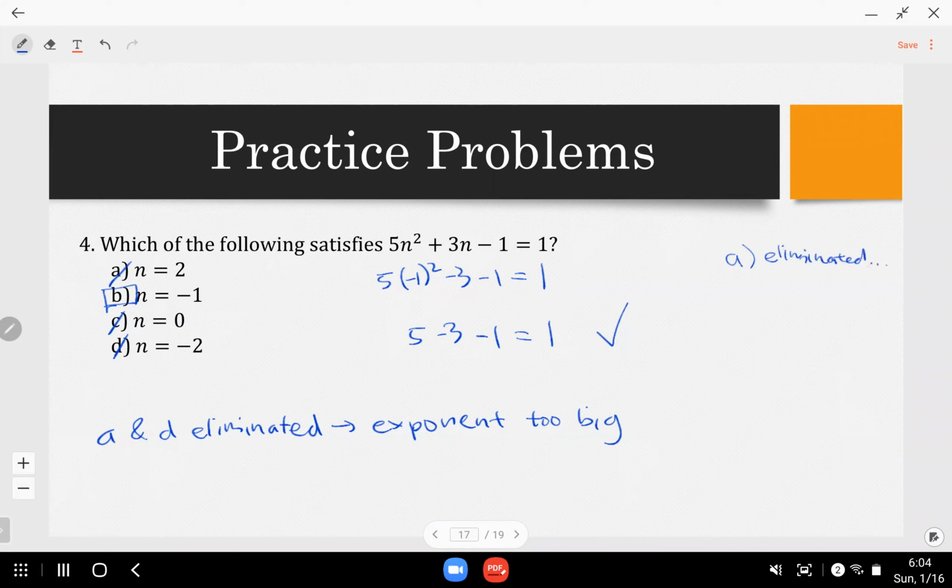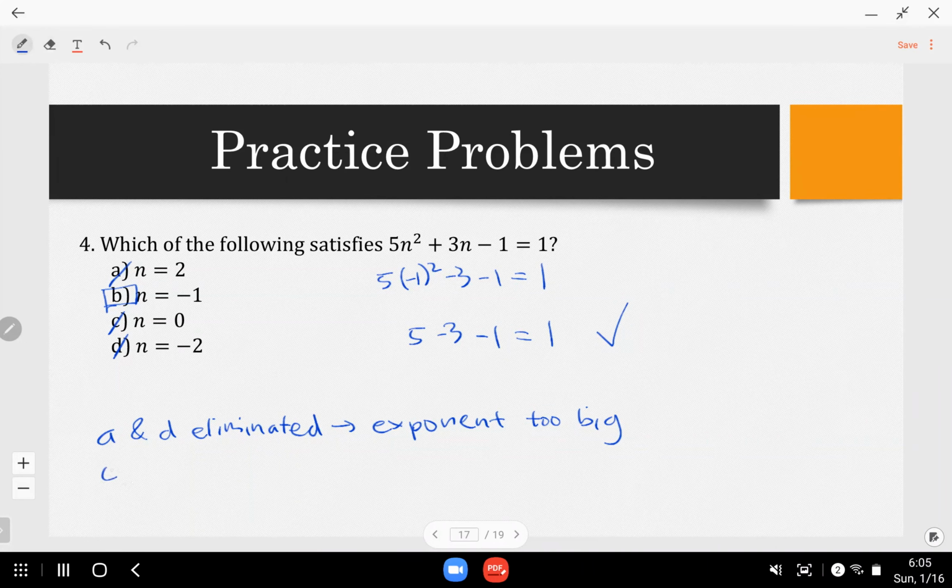and say the reason. Okay, so you can say that, right? And I can see your thought process here and, if you get it wrong, how I need to correct you. So how you eliminated the problems. Okay, so A and D were eliminated because the exponent is too big, right?